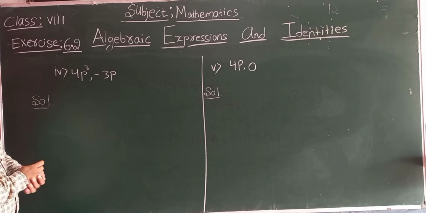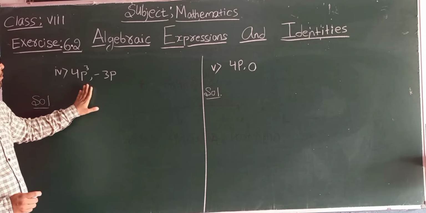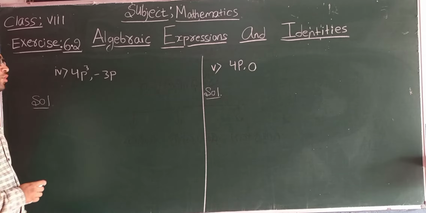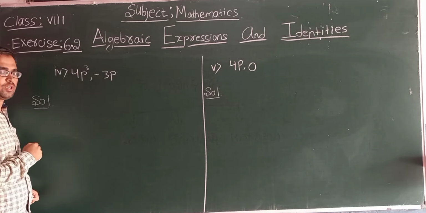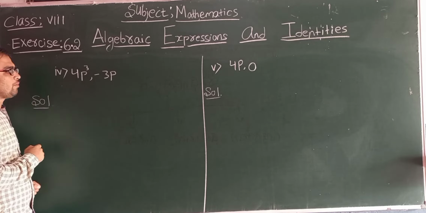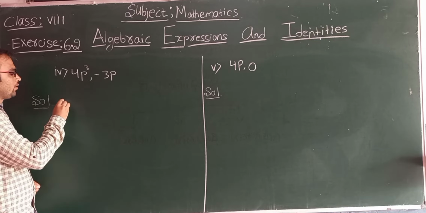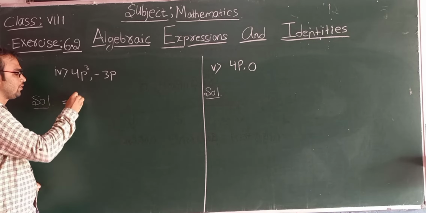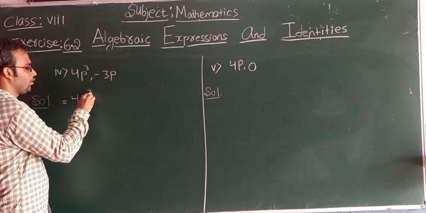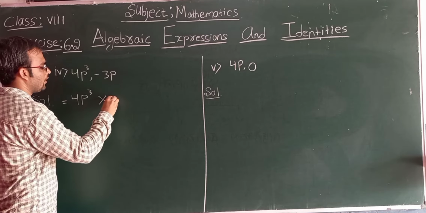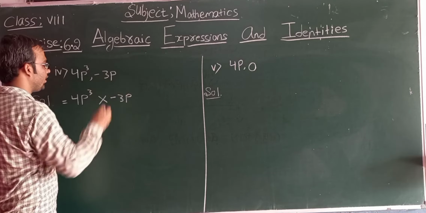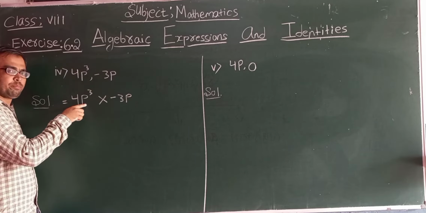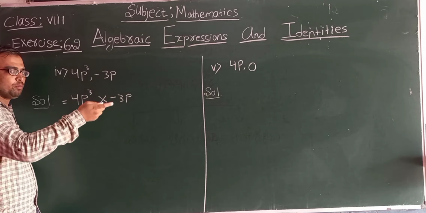So what have they given? 4P cube and minus 3P. We need to find the product of these two terms, that is 4P cube and minus 3P. So here first write this one: 4P cube into minus 3P. Students, this P cube is nothing but P into P.